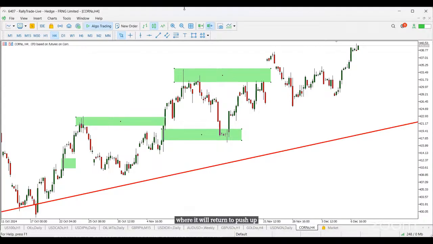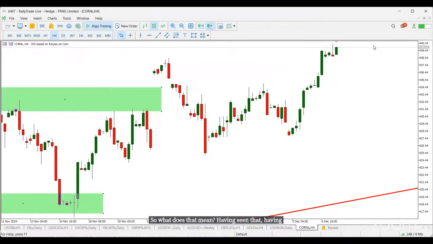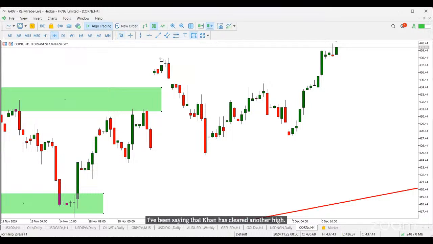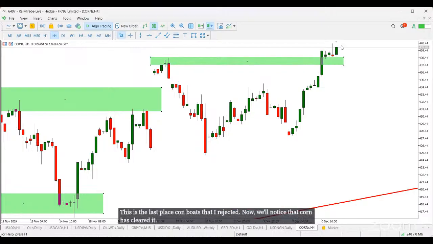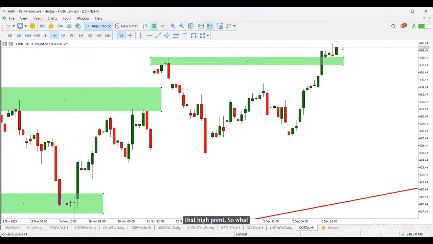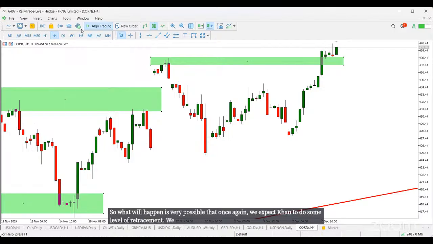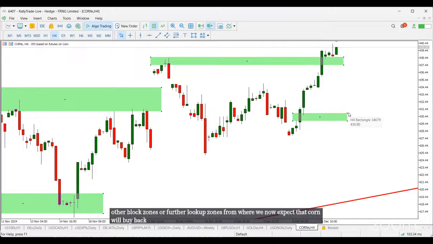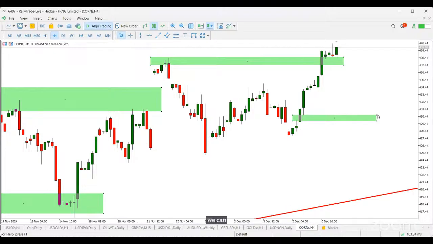So what does that mean? Having noticed that, and seeing where corn is right now, having seen that corn has cleared another high, this is the last place corn bought, so that it rejected. Now, we'll notice that corn has cleared that high point. So what will happen? It's very possible that once again, we expect corn to do some level of retracement. We expect corn to fall all the way down to other block zones or fair value gap zones, from where we now expect that corn will buy back. So we have areas like this for which we can look out for corn returning to the upside.